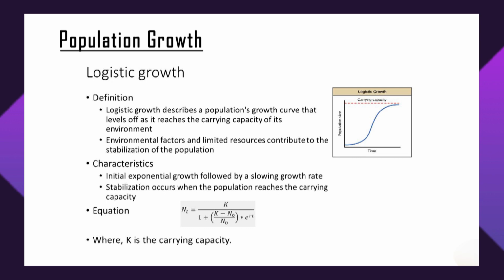Stabilization occurs when the population reaches the carrying capacity. By carrying capacity I mean the maximal number of individuals that a particular environment can hold. Now let me talk about the factors influencing population growth.